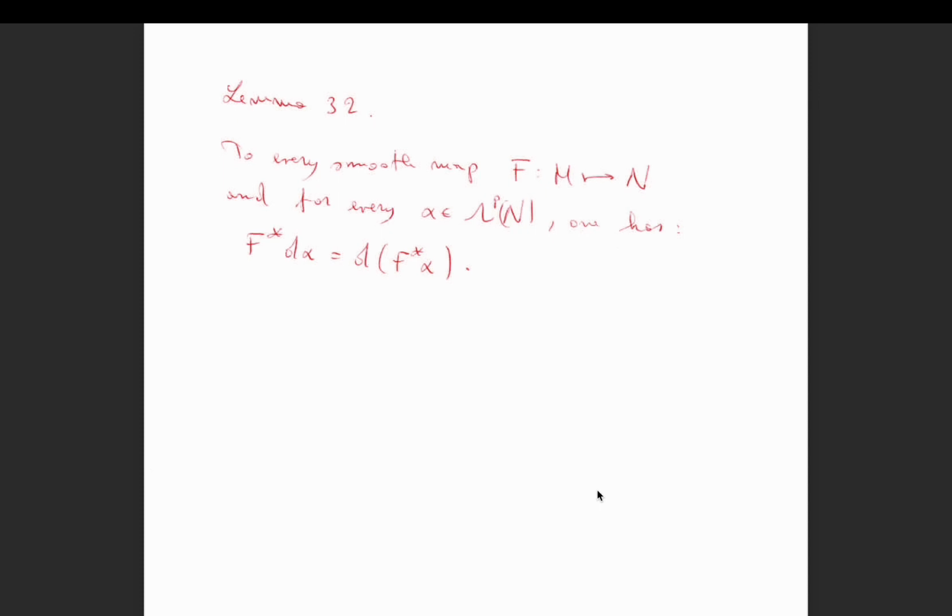And to conclude, if F is a map from M to N, then the differential of F star of alpha, being an element of lambda star of M, is equal to F star of the differential of alpha. And this concludes everything.